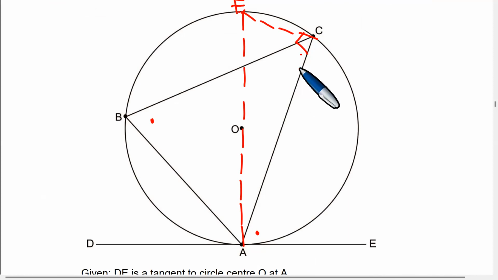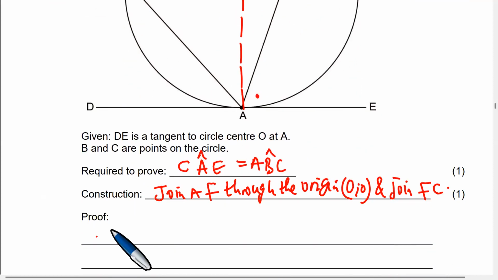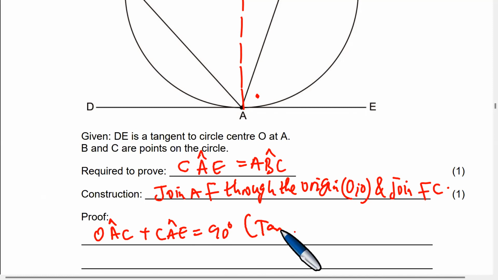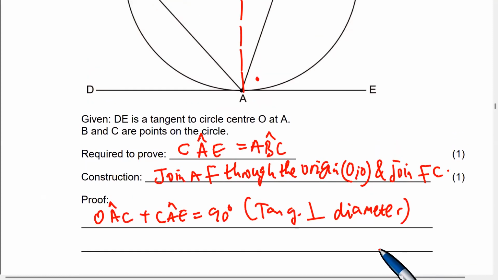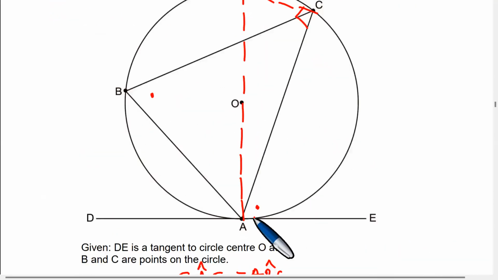So OAC plus CAE is equal to 90 degrees. Why? Because the tangent is perpendicular to the diameter. Tangent is always perpendicular to a diameter. So now what else do we say? Angle FCA. FCA is 90 degrees.